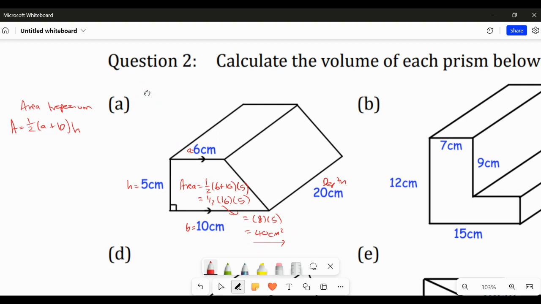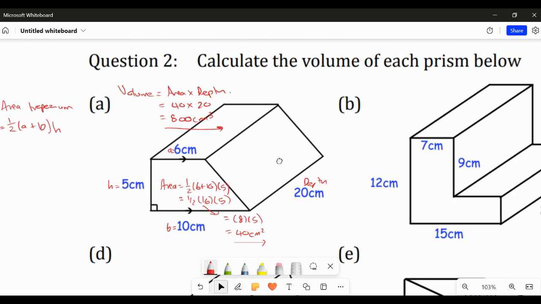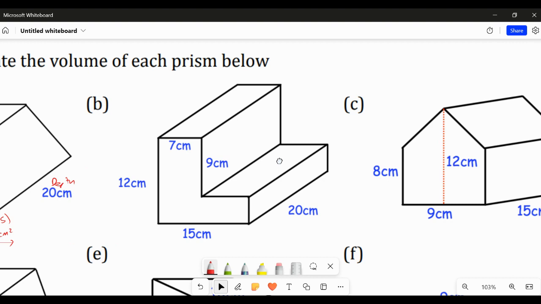Now, the volume. Volume is given by area multiplied by depth. The area we calculated to be 40, and the depth we're saying is 20. And 4 times 2 is 8, 100 centimeters cubed. And we're done. All right, so the volume for this shape will be 800 centimeters cubed. Let's go to question B now.